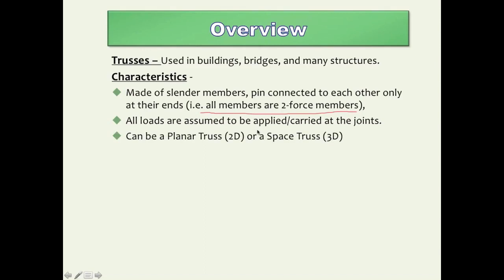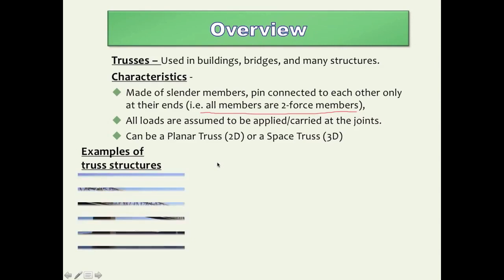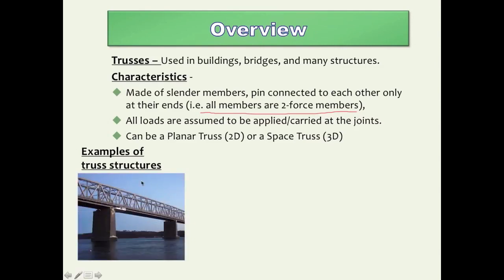The third thing that you need to know about a truss is that trusses can be either 2D structures or 3D structures. Let's show you a few examples of typical truss structures. Trusses are very common in building bridges. For instance, this building, as you can see, is made of trusses or a long truss, and as you can see, all members are straight, connected at the two ends to each other.